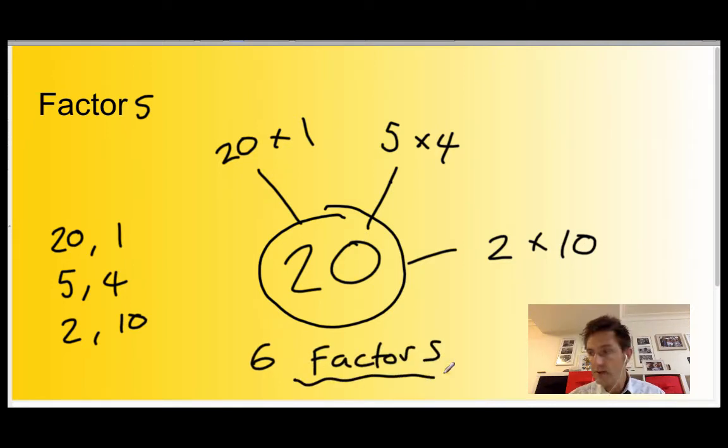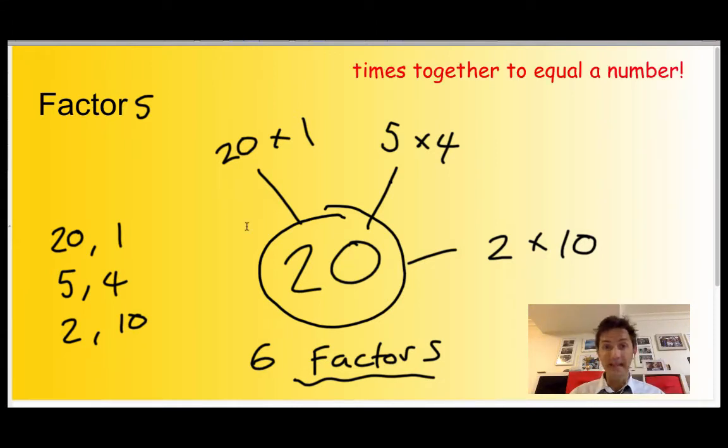And factors are all those things that times together to equal a number. In this case, the number we were looking at was 20. 5 times 4, well, 5 goes into 20, and 4 goes into 20, and 2 goes into 20, and 10 goes into 20, and 20 goes into 20, and 1 goes into 20. All these numbers can times together to equal 20. So we say that they are factors of the number 20.